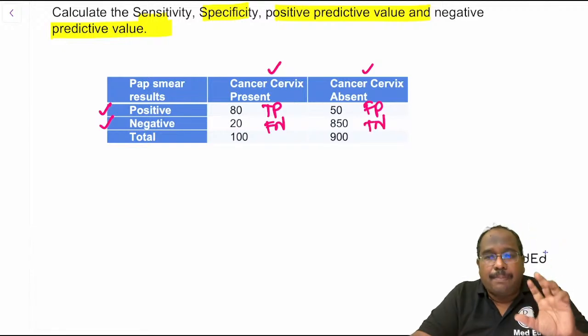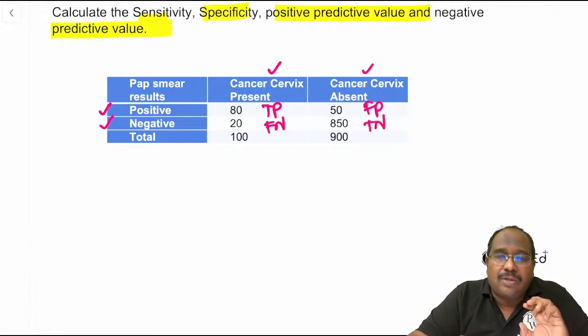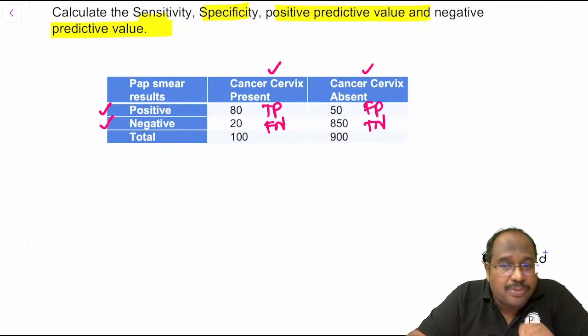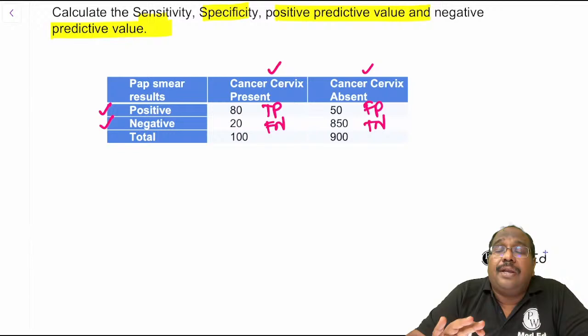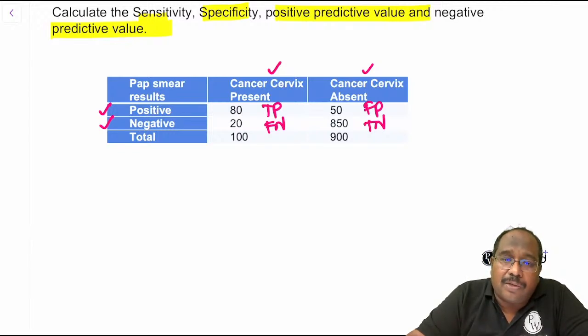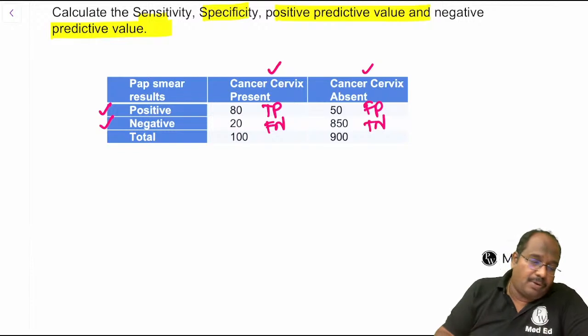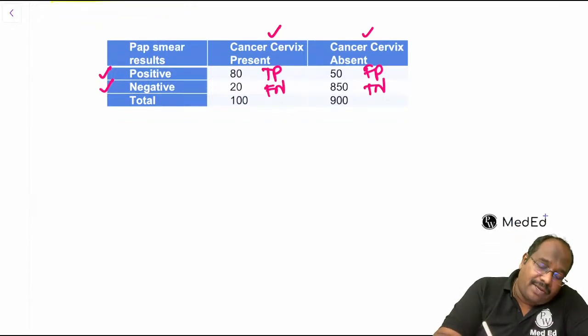You are comparing a screening test with a diagnostic test. So whenever in a diseased patient the screening test is positive, that is true positive. In a normal person, if it is negative, true negative. In a normal person, if the screening test is positive, that is false positive. If it is a diseased person and it is negative, false negative. Now tell me, what is the formula for sensitivity?